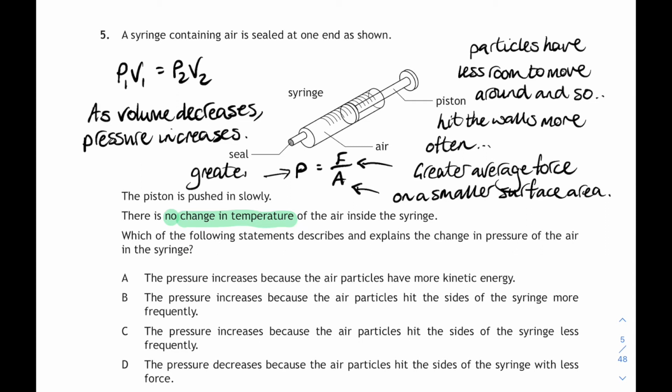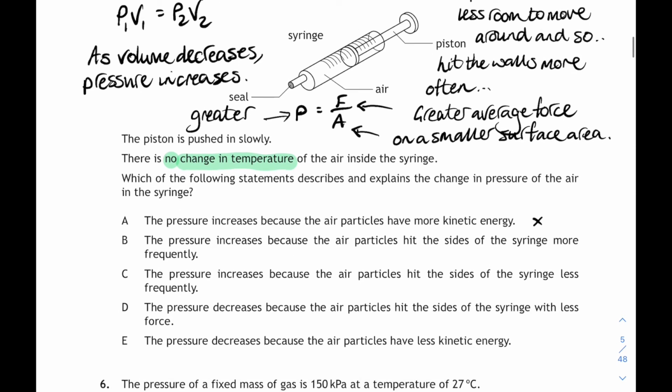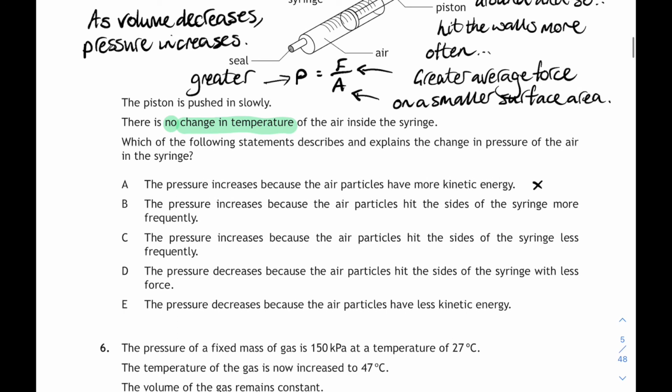Let's have a look at these statements then. Statement A says the pressure increases because the particles have more kinetic energy. No, they don't, because they're not moving any faster. We haven't heated them up. Statement B, the pressure increases because the air particles hit the side of the syringe more frequently. Yes, they do. That's correct.